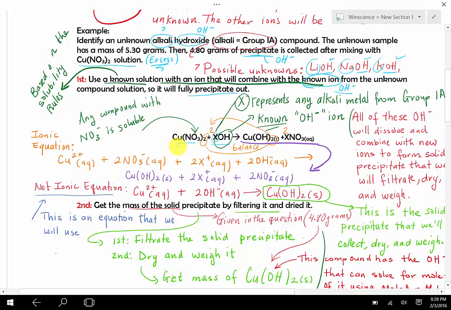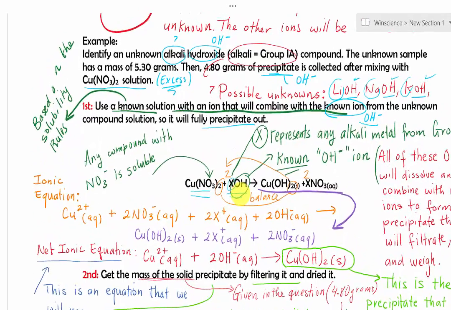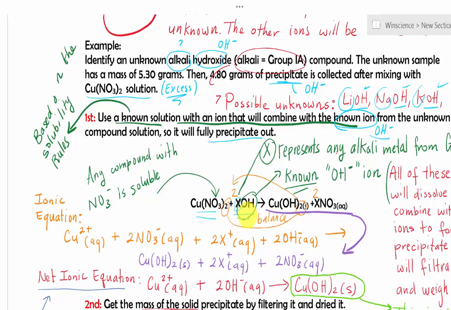Then by using these two chemicals as our reactants, we can use a precipitation reaction or a double displacement process where the copper and the positive metal alkali are exchanged. It's called double displacement.